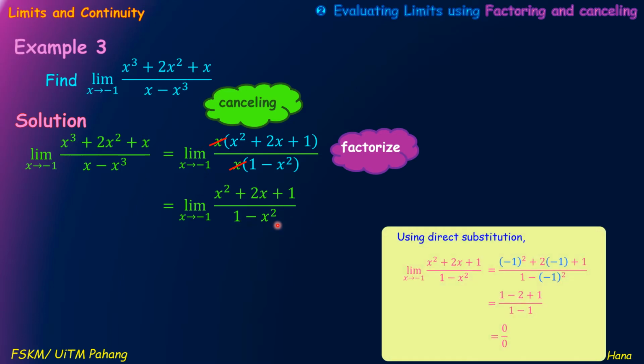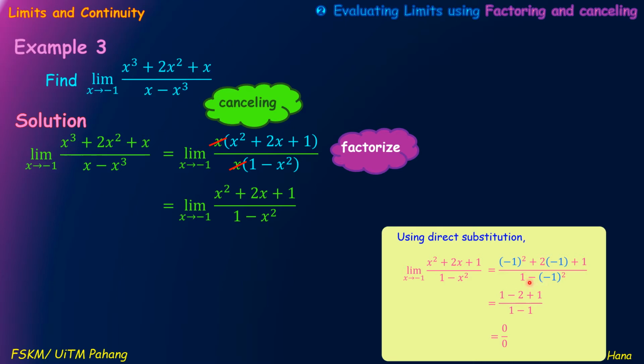Let's say we try again using direct substitution. After direct substitution, we plug in -1 into variable x here. So we get (-1) squared plus 2 times -1 plus 1 over 1 minus (-1) squared. After we simplify, (-1) squared equals +1, 2 times -1 equals -2, and then plus 1, over 1.